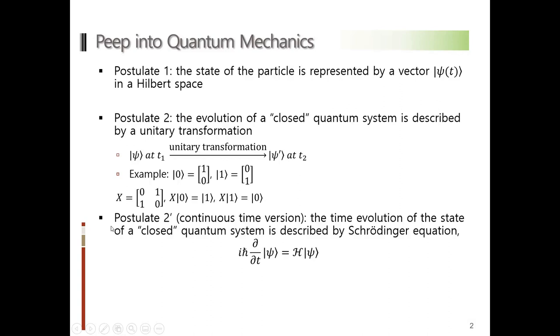So how is this postulate 2 prime related to postulate 2? And the answer is, if you remember what I showed you in the previous lecture, we saw that the solution of this kind of differential equation is something like exponential i omega psi at time t equals zero. So how is this one related to here?